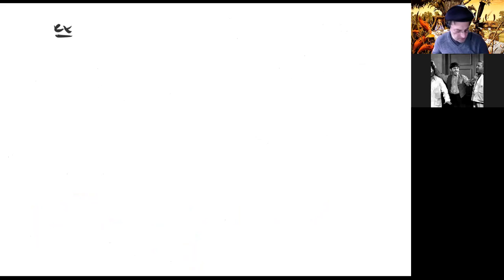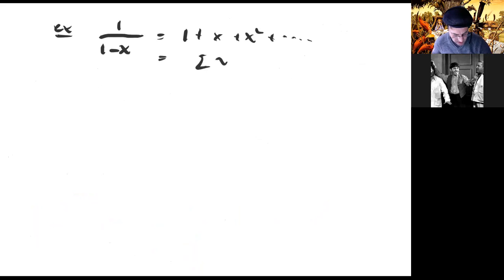Let's consider f of x equals 1 over 1 minus x again. So we get 1 plus x plus x squared and so on. And let's consider differentiating both sides. Remember, the right side is the summation of x to the n, n goes from 0 to infinity.